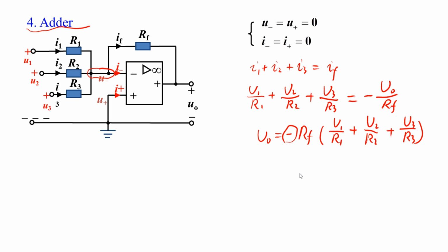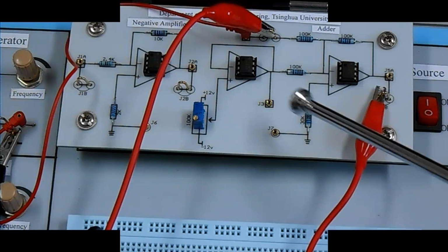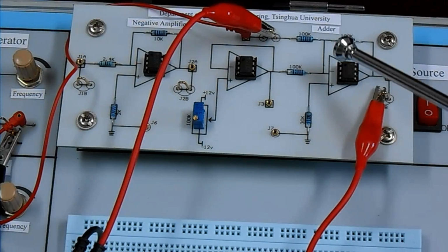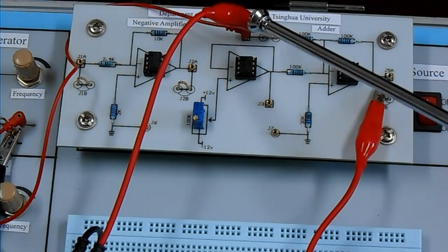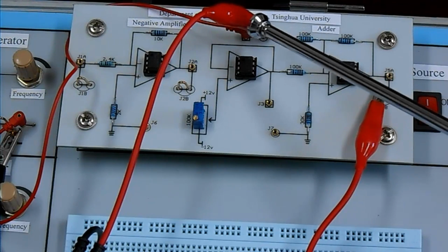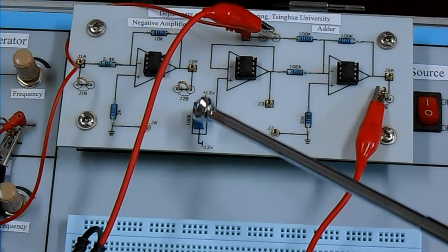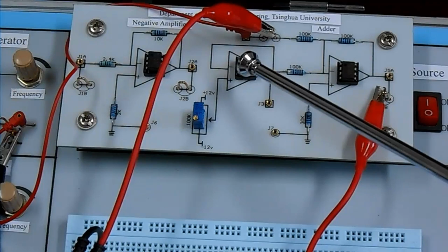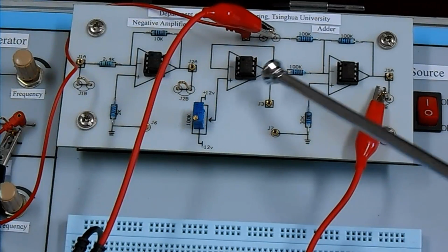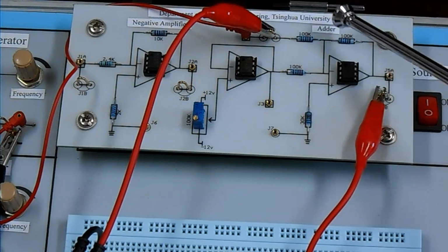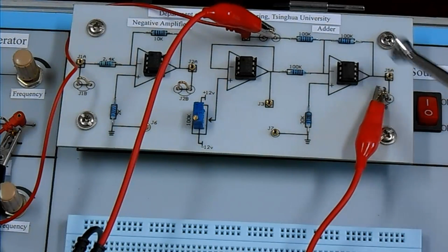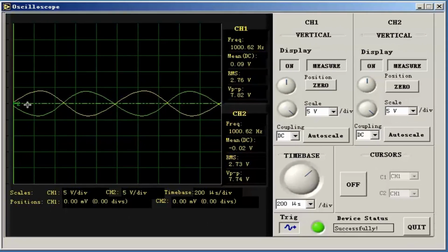Let's see the input and output voltage waveforms of an adder consisting of an ideal op-amp, by experiment. This is the adder, which consists of an op-amp. It has two input signals. One signal is the AC voltage, and another is the DC voltage. The value of the DC input can be adjusted by the variable resistor. The proportions of the two inputs are both minus 1. The output is the inverting addition of the two inputs.